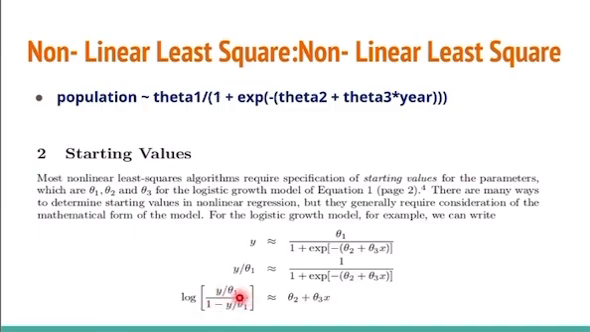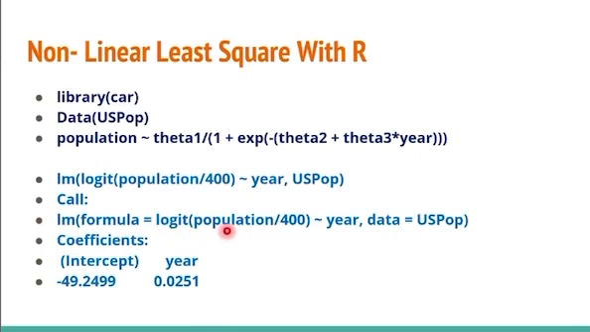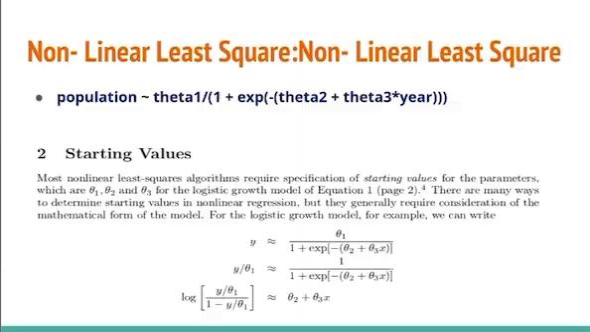If I assume a value for theta 1, which is the carrying capacity, which I choose to be 400, then the log of this is like an odds ratio: Y over theta 1 divided by 1 minus Y over theta 1. A log of an odds ratio is a logit in statistics. That's what I'm trying to specify here. When I say logit, population over 400, it means log of population over 400 divided by 1 minus population over 400, which is this expression here. I'm trying to apply this. I have to know theta 1 before I can use ordinary least squares to obtain theta 2 and theta 3.